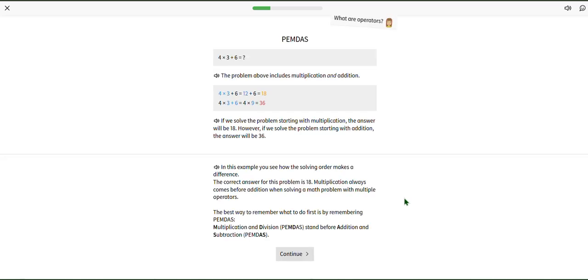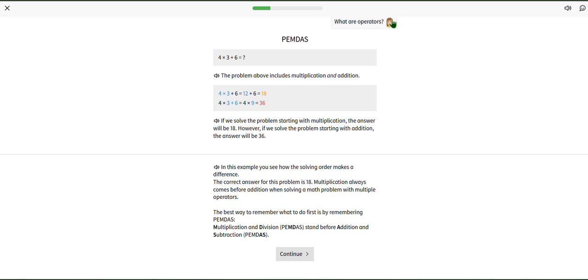In this example, you see how the solving order makes a difference. The correct answer for this problem is 18. Multiplication always comes before addition when solving a math problem with multiple operators. The best way to remember what to do first is by remembering PEMDAS. Multiplication and division stand before addition and subtraction.